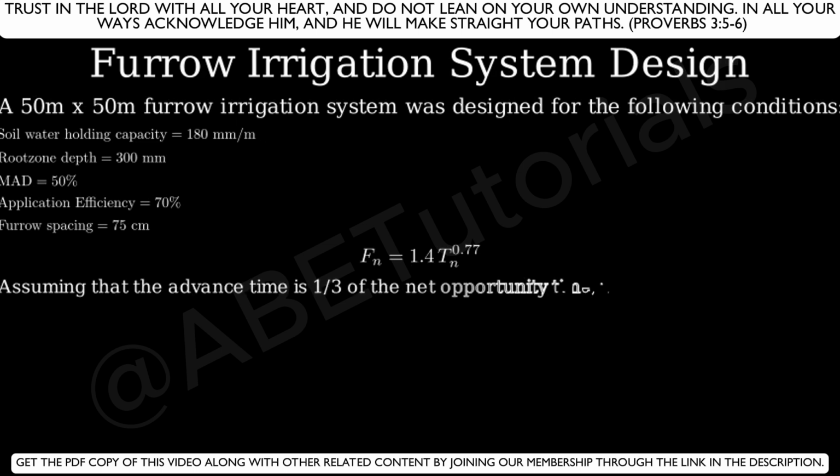The question asks, assuming that the advance time is 1/3 of the net opportunity time, what should the inflow time be? Before we dive into the calculations, let's visualize what a furrow irrigation system looks like.